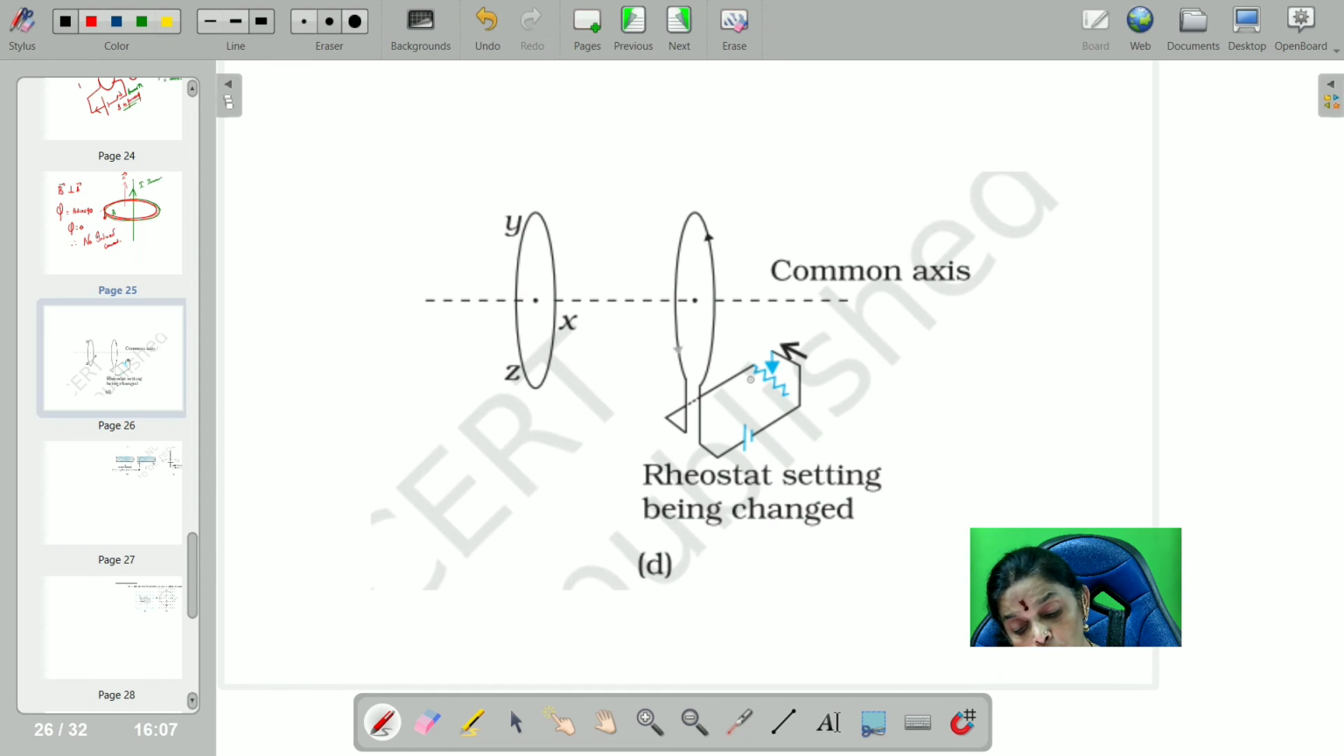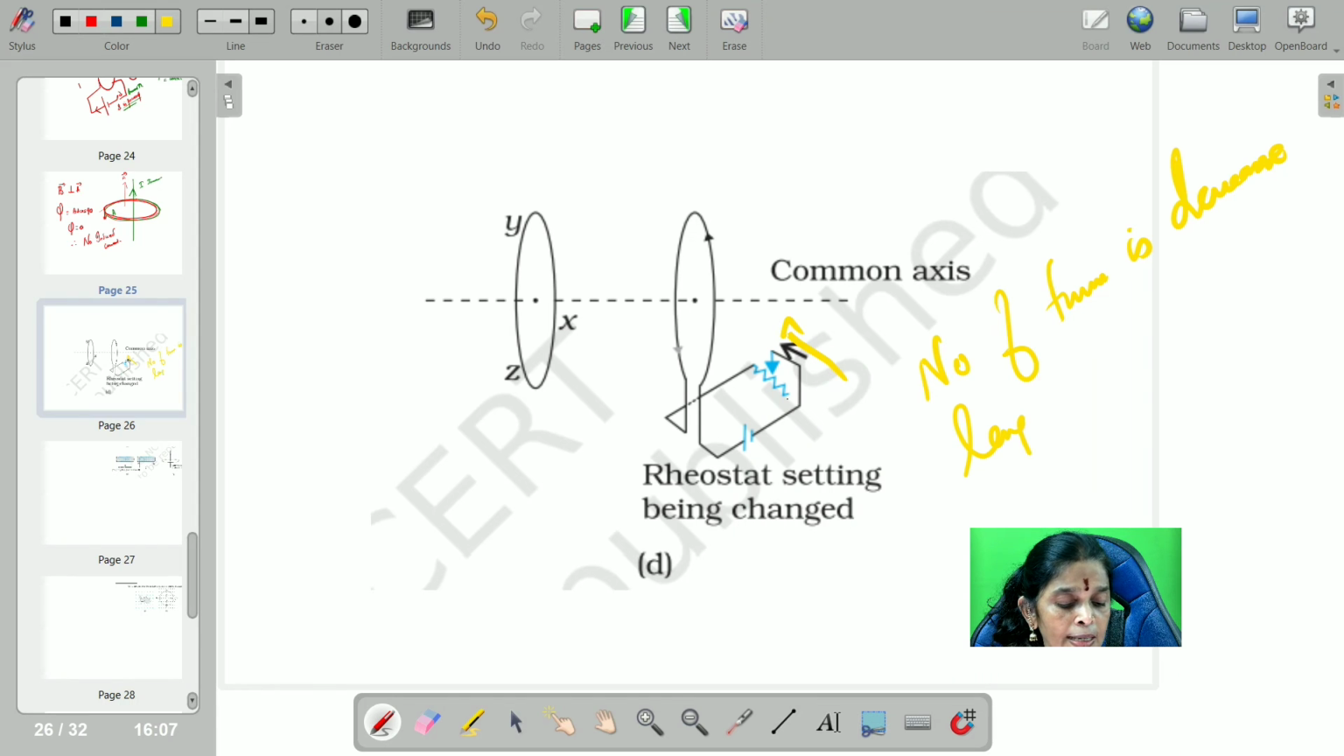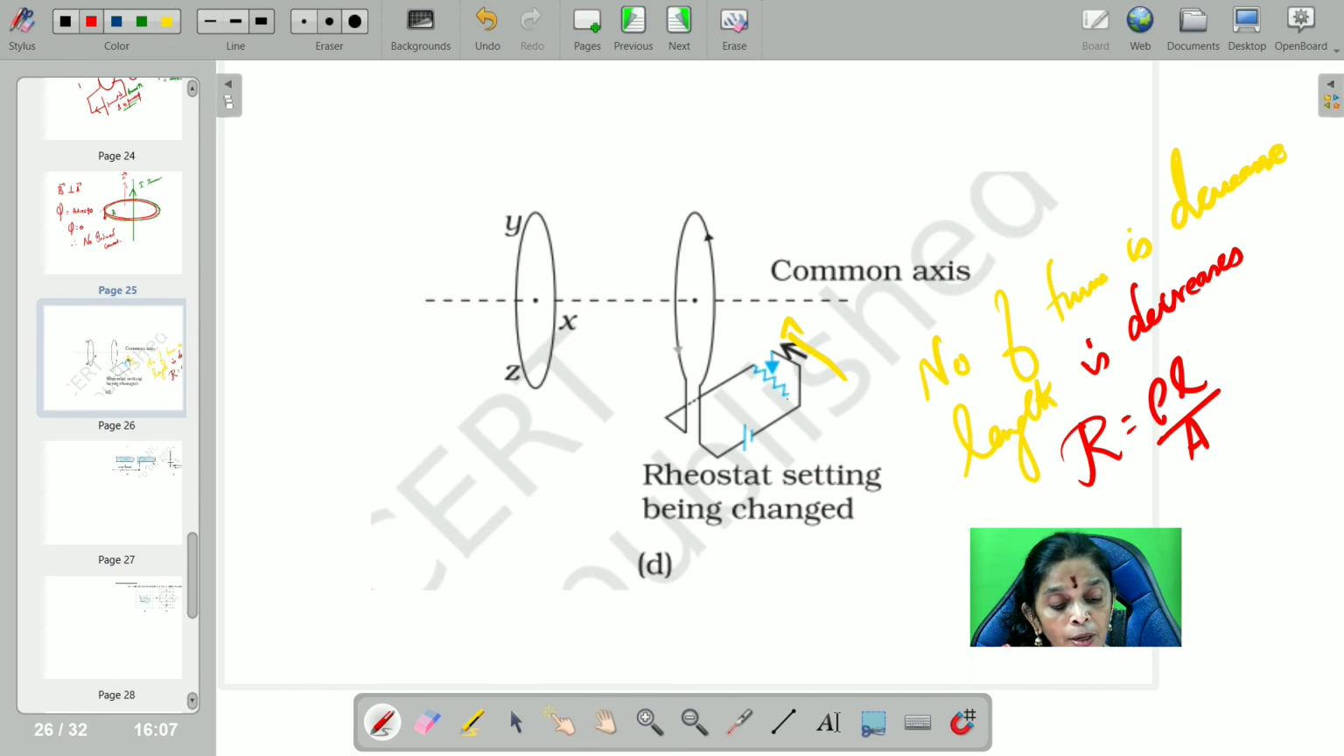This is a rheostat. The number of turns is there. No, that has been decreased. You can check here, the number of turns is decreased. When the number of turns is decreased, the length of the wire is decreased. When the length decreases, R is equal to rho L by A. What happened to resistance? Therefore, resistance decreases.